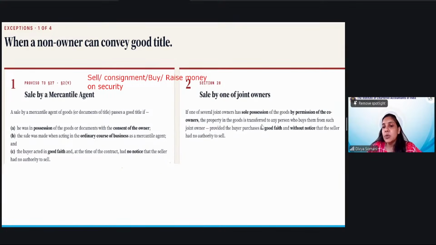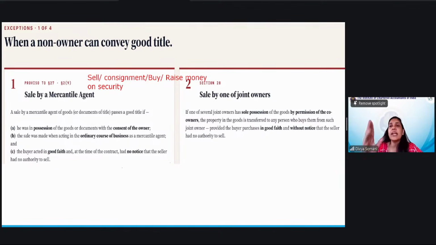The property in the goods is transferred to any person who buys them. So the property will pass to D. D is the new person now who is buying the goods from such joint owner. So ownership will pass provided, and this is the condition, that the buyer is purchasing in good faith and without notice that the seller had no authority to sell. So D has to prove that he is acting in good faith.